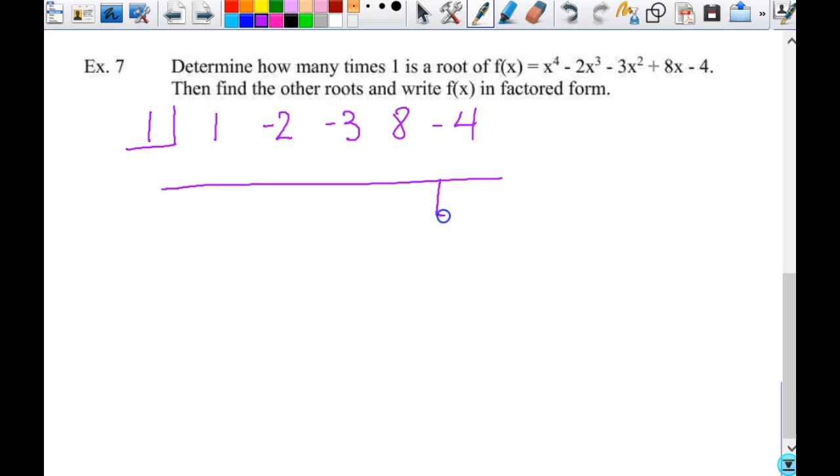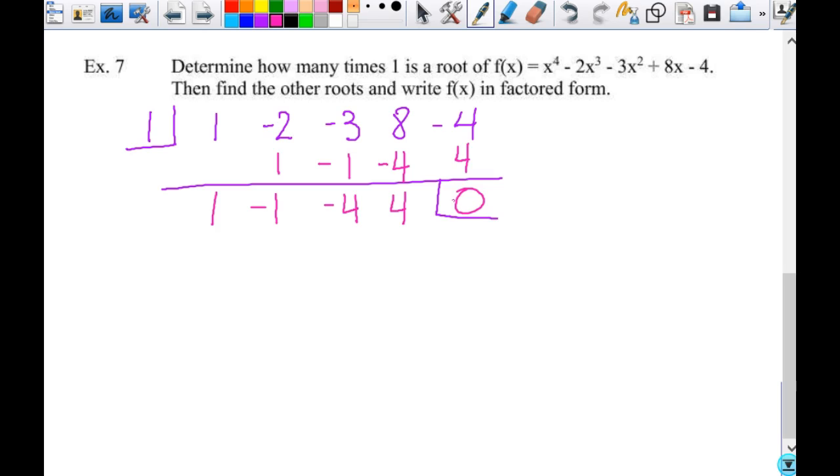Okay, then here's where my remainder goes. All right, so 1, that gives me a 1 here. So that's negative 1, negative 1. Negative 4, negative 1. I'm sorry, 1 times a negative 4 is a negative 4. That gives me a 4. This is 4. This is 0. Okay? So, is 1 a root of this? Yes.